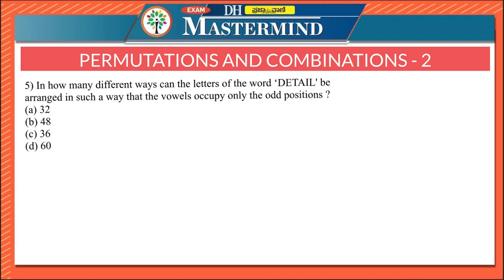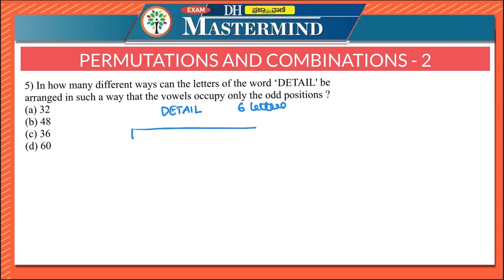Now, let us look at the last question for the day. In how many different ways can the letters of the word detail be arranged in such a way that the vowels occupy only the odd positions? This is more trickier. So let us solve this. Let us consider the word detail, D, E, T, A, I, L. So there are 6 letters here, and the condition is that the vowels should occupy only the odd positions.